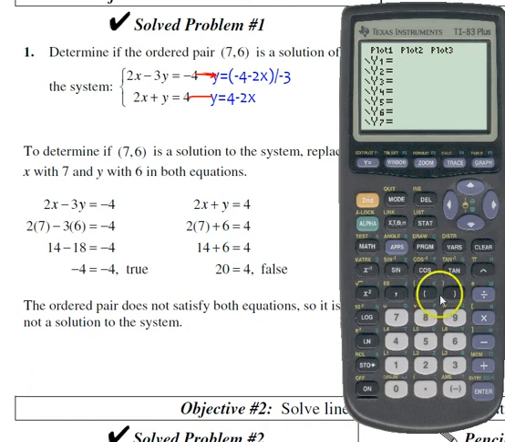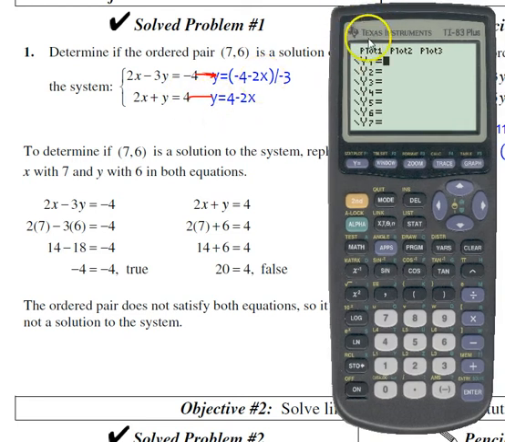So how do you put it in? When you're putting it in your calculator, you have to put it in terms of y. So first you're going to solve for y here, for the first equation, and y for the second equation. You don't have to go ahead and simplify it. You can just solve it the way it is and put it in.